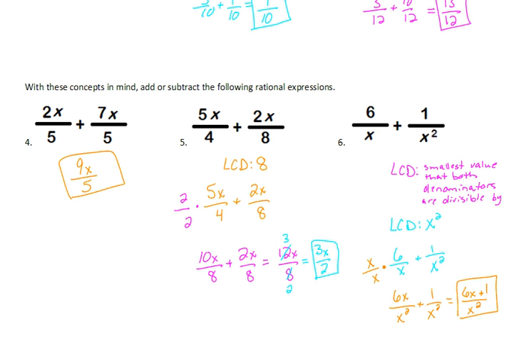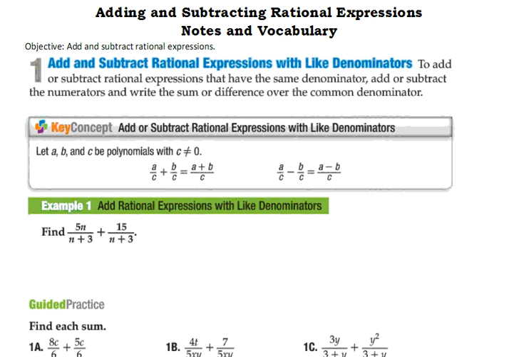Okay, so we're going to give this section a shot. Go ahead and get out your notes and vocab. Okay, the objective of this section is to add and subtract rational expressions.